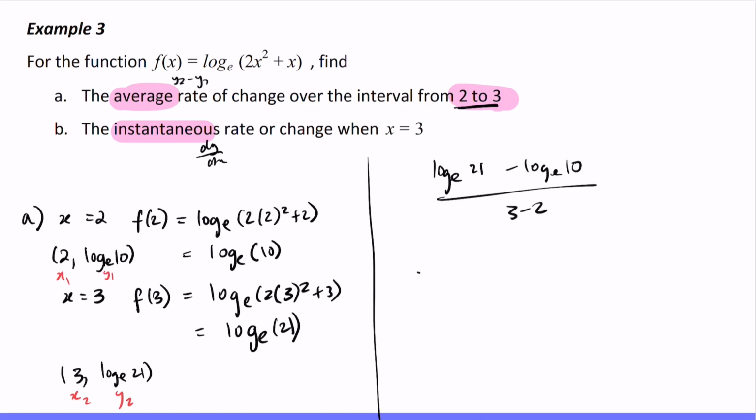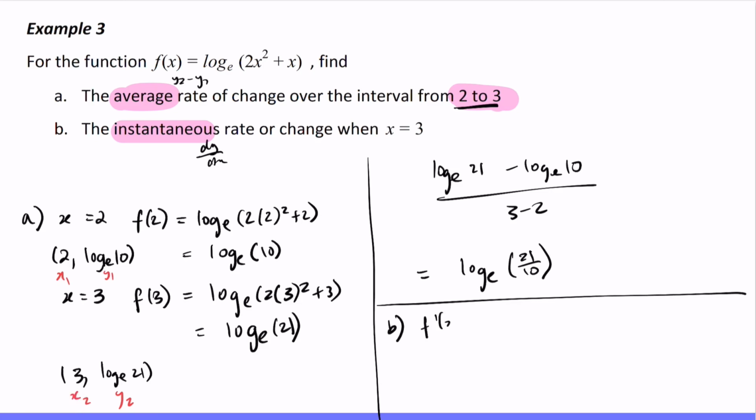3 minus 2 is just 1 for the denominator, and then at the top, when you subtract 2 logs, it becomes 21 on 10. So that is your answer for that one. So that's the average rate of change. Now, to find the instantaneous is actually a lot more straightforward. All we have to do is derive the function and then chuck in 3.